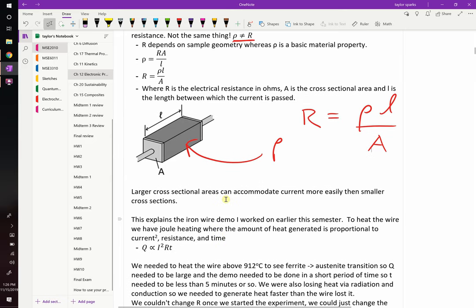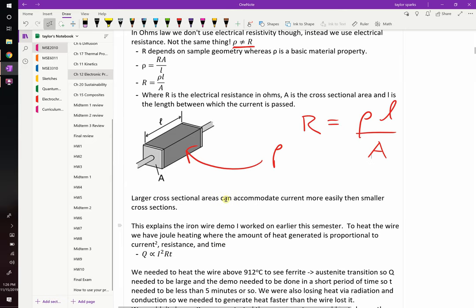As you move electricity through your material, what happens? It heats up. We saw that earlier this semester when we melted part of the table with the iron wire, right? I passed a current through it, and in that case, I was using an AC current. I was switching the polarity, positive, negative. It was switching from side to side really quickly. But the same thing happens with DC current, right? It'll still heat up either way.